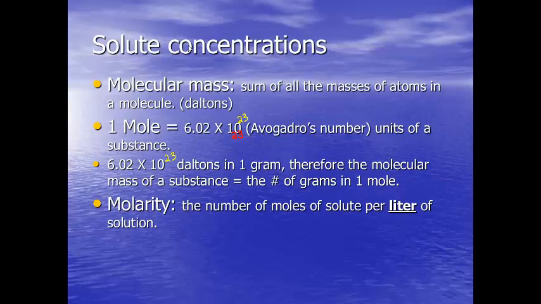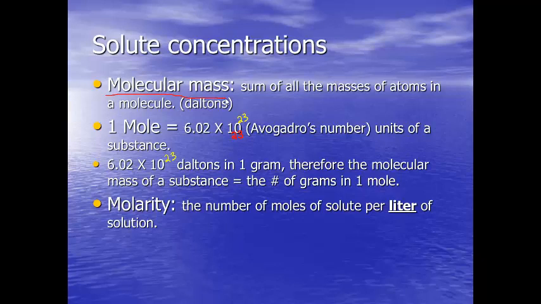To figure out the molarity of a solution, or to create a solution of a particular molarity, we first determine the molecular mass of the molecule. So if you're making a solution of glucose, glucose is C6H12O6, we first figure out the molecular mass of glucose.